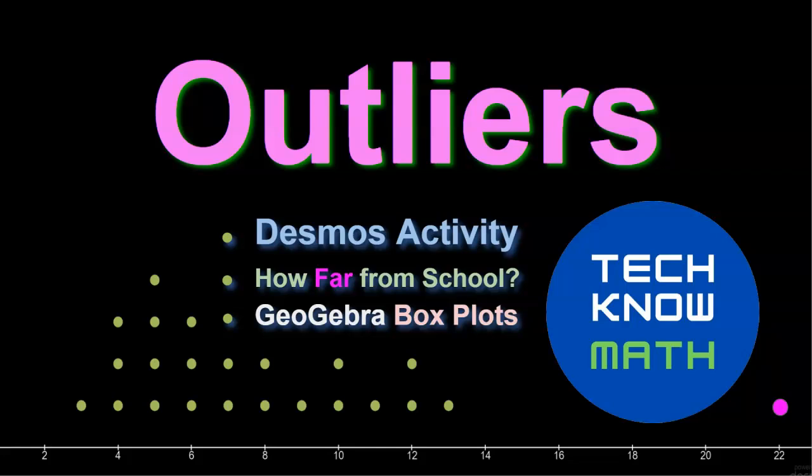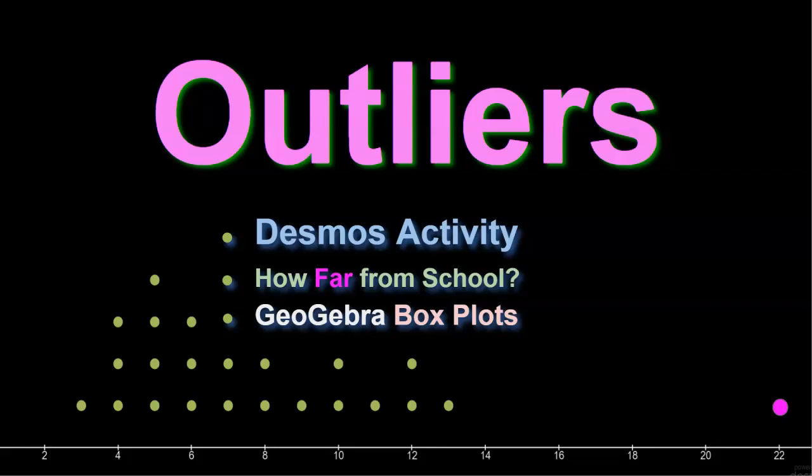This is Algebra 1, Term 6, Lesson 4, Outliers. Today we will learn how to determine if a data point is an outlier in a Desmos activity, and then we'll do some analysis of our distance from school, and we'll finish by creating two GeoGebra box plots. So let's start in Desmos.